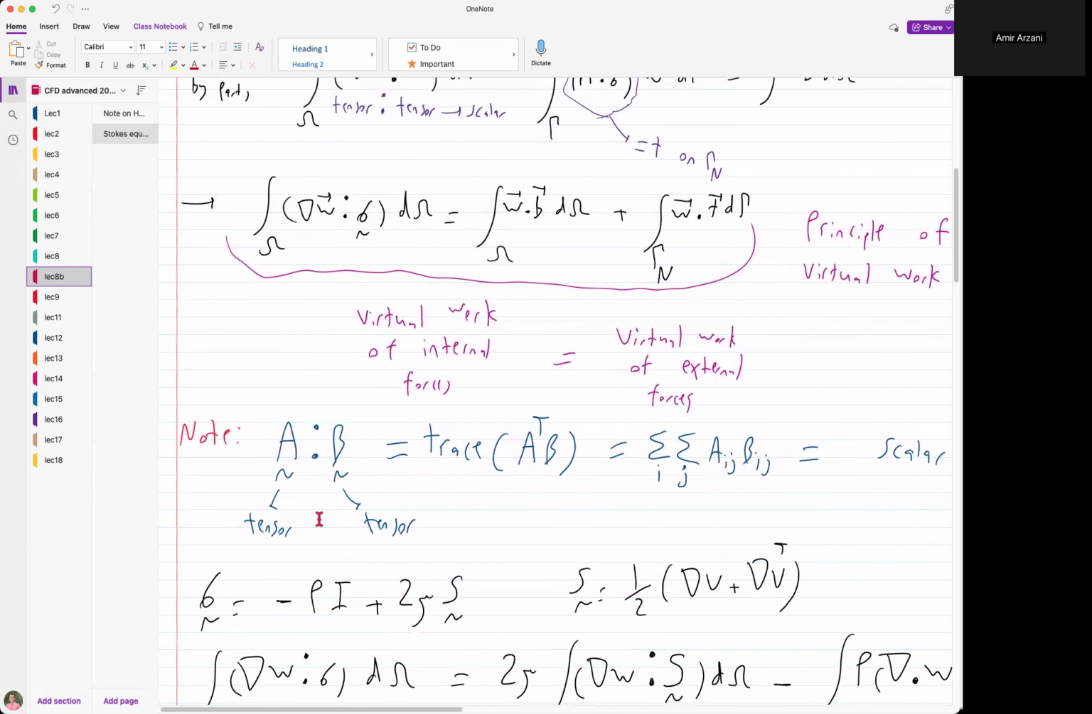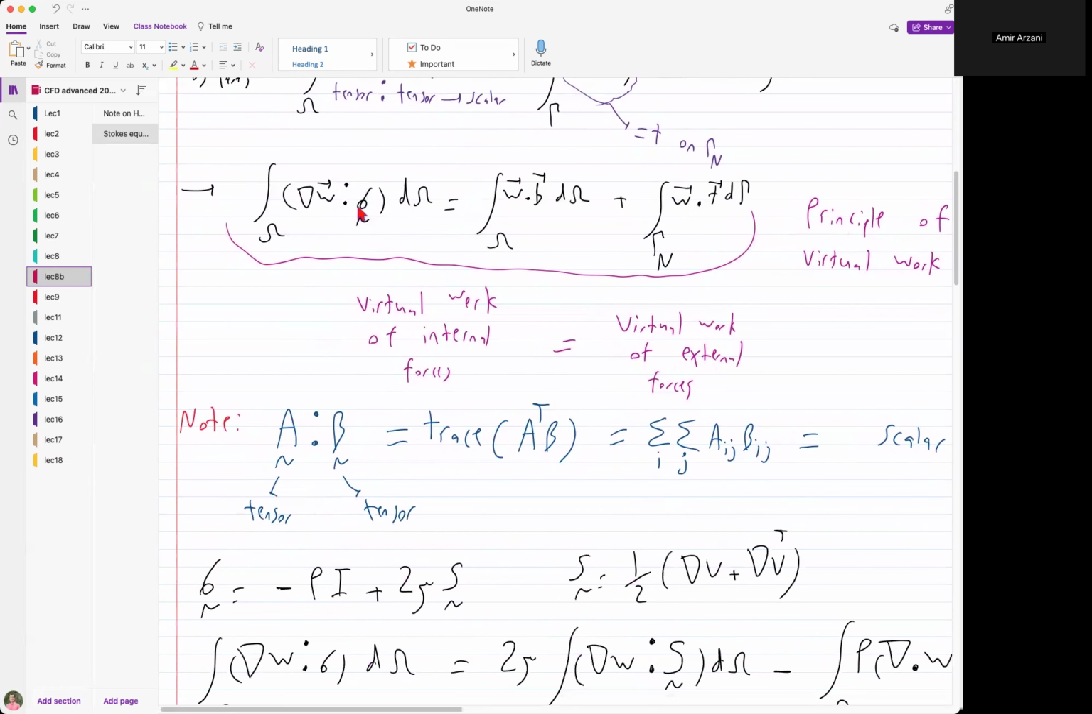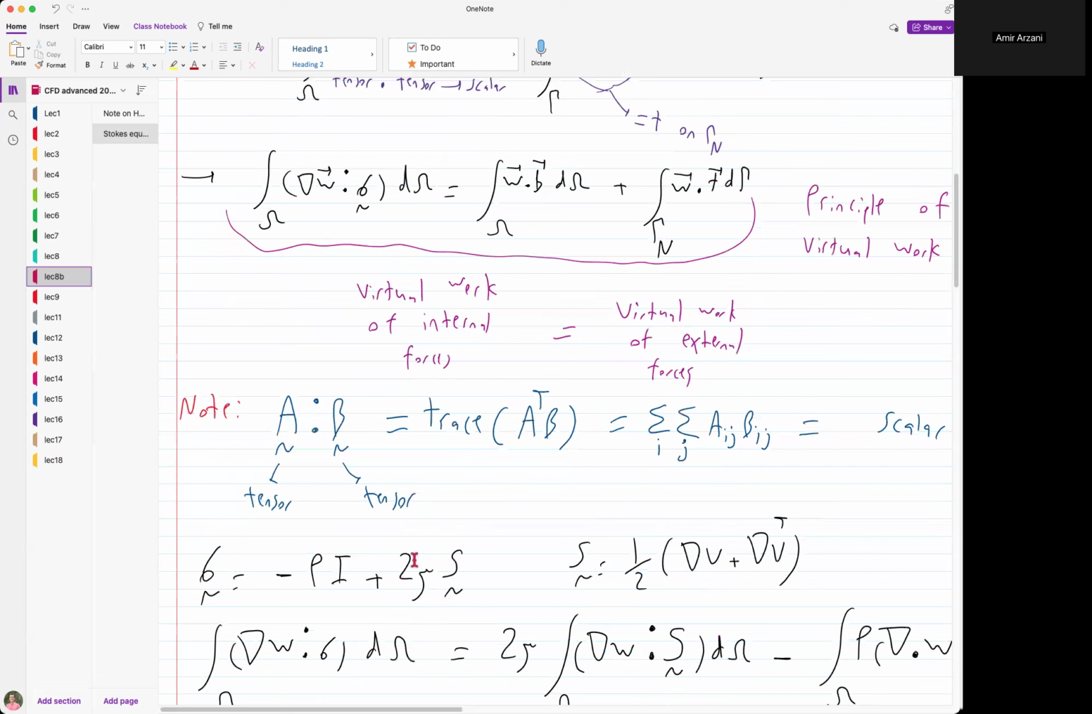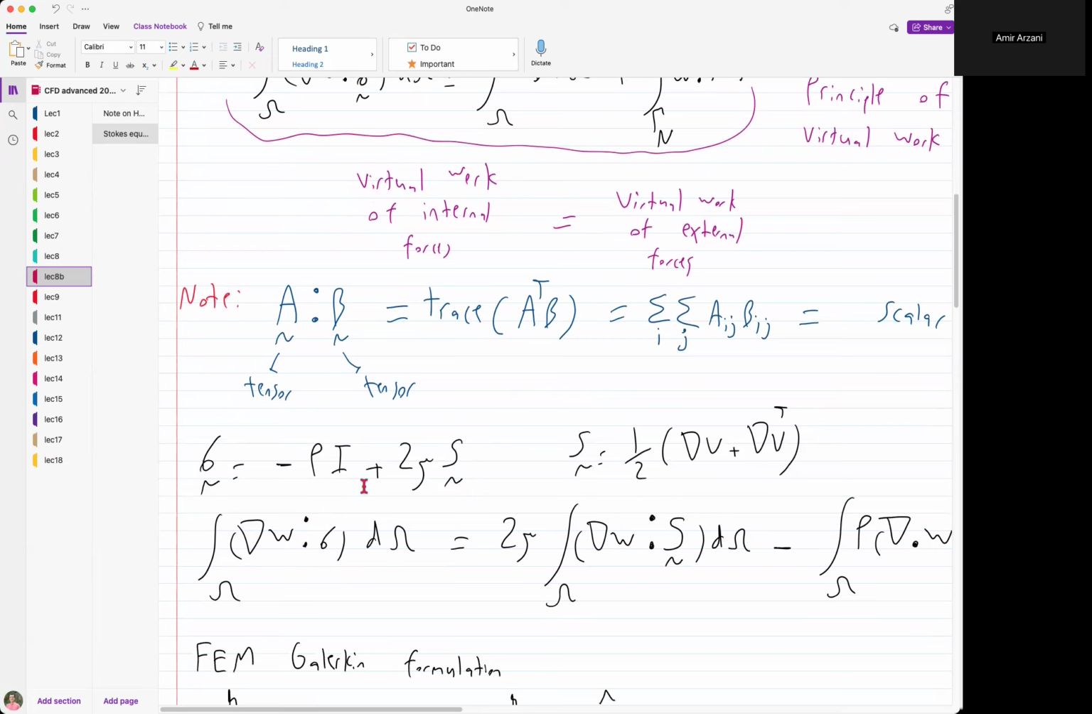Okay, so now we want to simplify sigma, so write it in terms of the unknown velocity vectors v. We assume incompressible, so this is a Stokes equation, of course. And also we assume Newtonian fluid, so we have this constitutive equation.